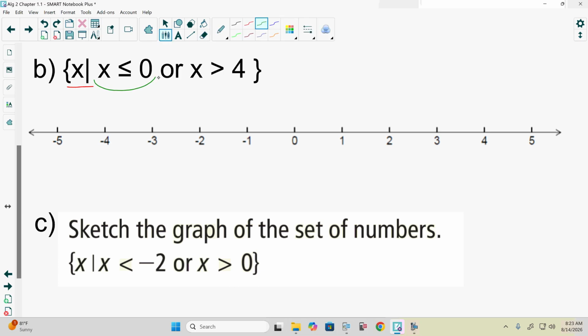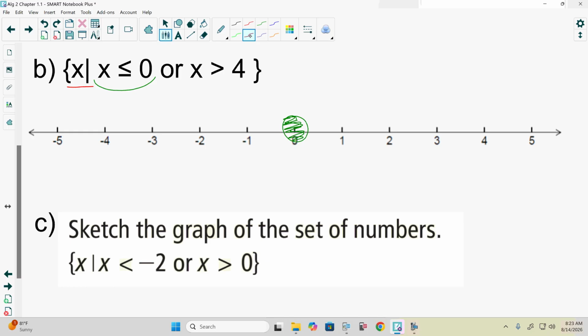We can do the first one here. X is less than or equal to 0. So where's our endpoint? 0. Is it included? Yeah, so it's equal to it, so we would fill it in. Would we shade to the left or to the right? So we're going both ways, left and right, yes?